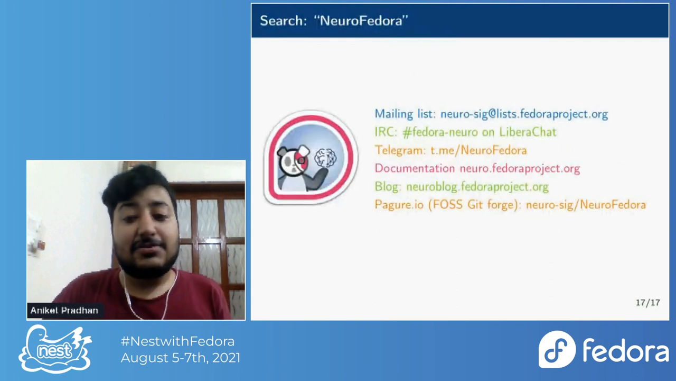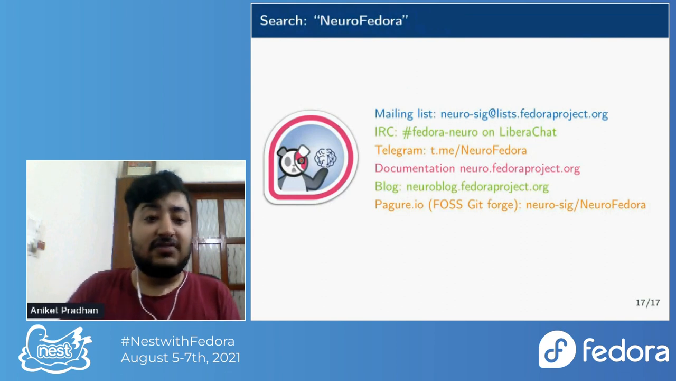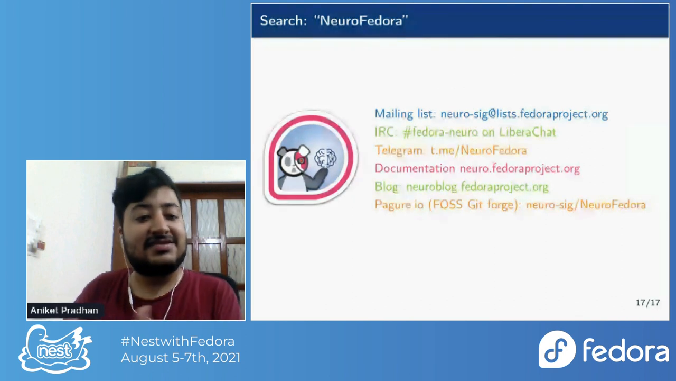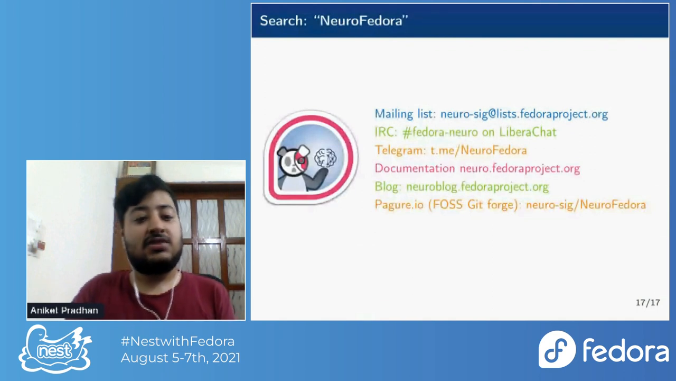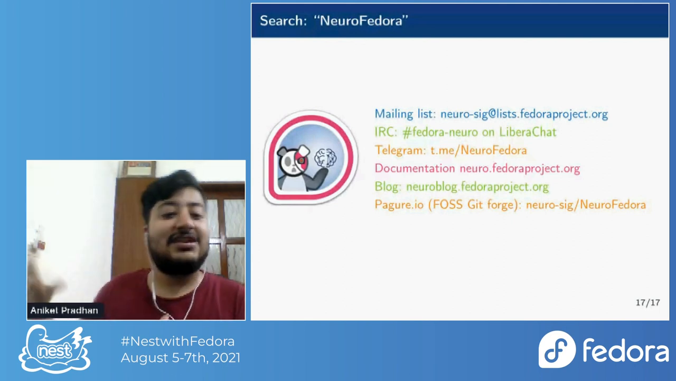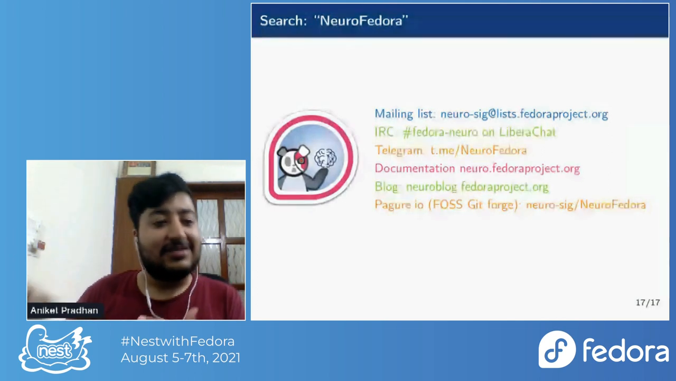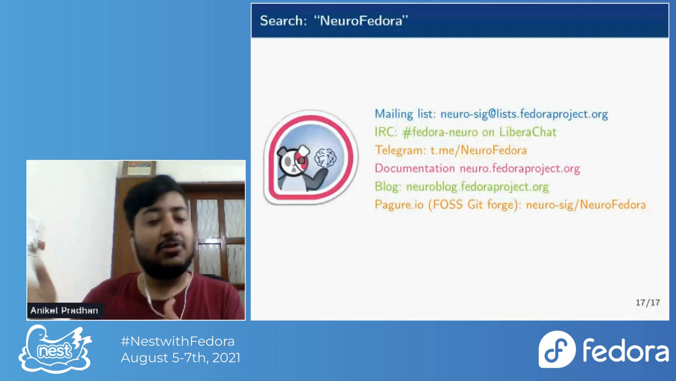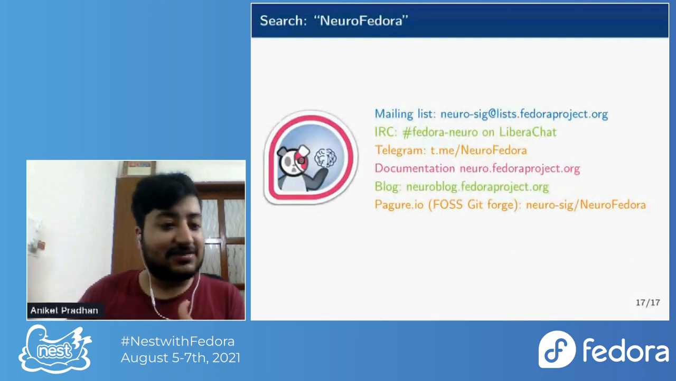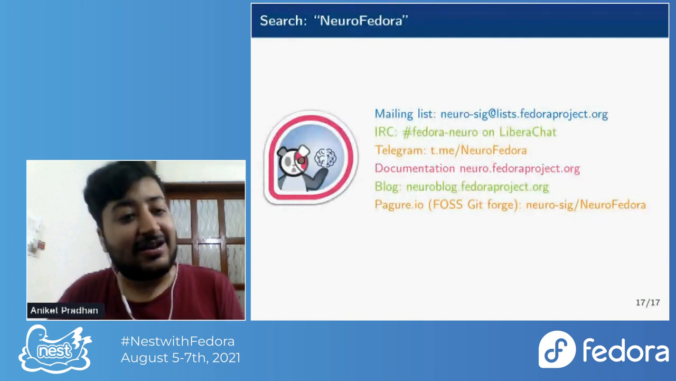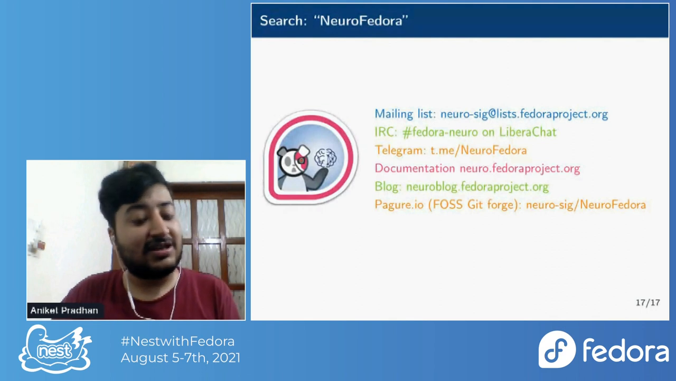So how can you reach out to us? We have a mailing list, neurosig@list.fedoraproject.org. We have an IRC channel on Libera Chat, that's Fedora Neuro. We have a Telegram channel as well, and that's the link over here, t.me/NeuroFedora. Currently the IRC and Telegram channel bot is not working. That is the bot that transmits messages from one platform to the other. We usually hang around in both of the channels, so we will be able to help you on either one of them.